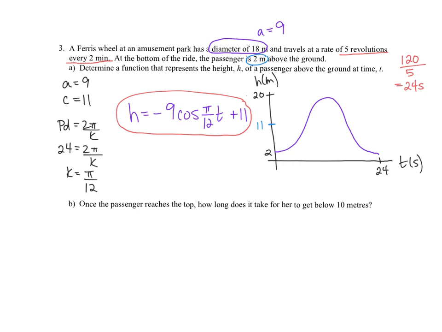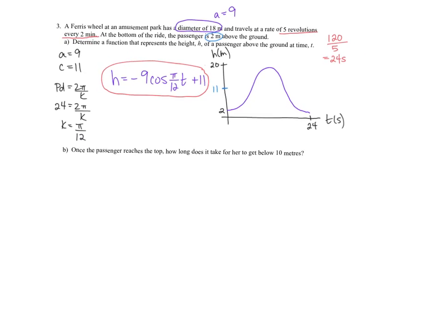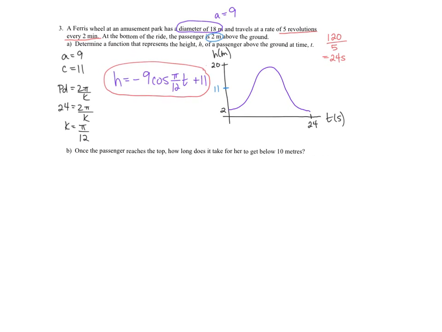Okay, so hopefully you had that equation of h is equal to -9 cos(pi/12 t) plus 11. So once the passenger reaches the top, how long does it take for her to get below 10 meters? So I'm just going to give us more room because we're going to need it. Okay, so a few things are happening here. Let's find out first when the passenger is at a height of 10 meters.